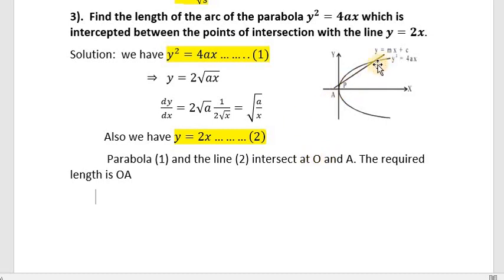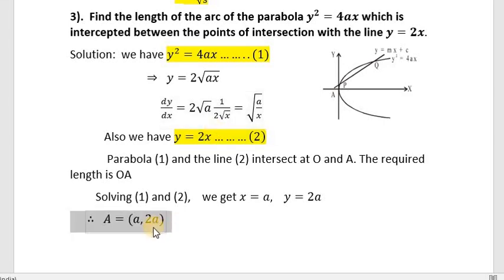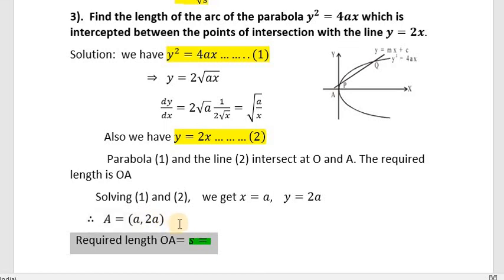The required length is OA. So to find out this required length, solve equations 1 and 2. See, we get x is equal to a and y is equal to 2a by solving these two equations. Equate them and solve. See, y square is equal to 4ax and y is equal to 2x. So x is equal to a and y is equal to 2a we will get. Because when x is equal to a, substitute in the second equation. So y is equal to 2a.